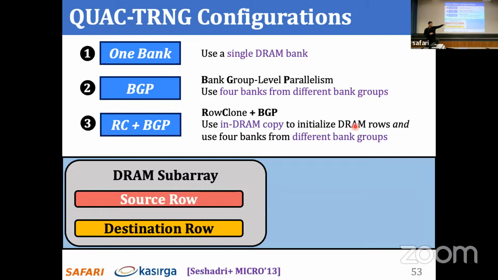To do RowClone operations, what a RowClone operation does is it copies a source row to a destination row in a single subarray, in the same subarray.